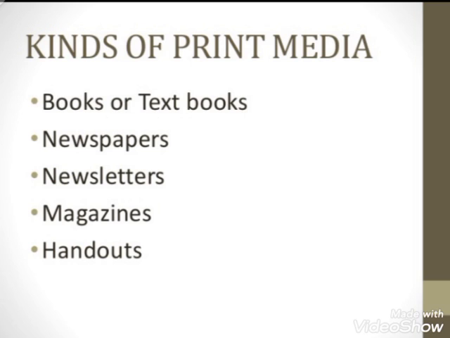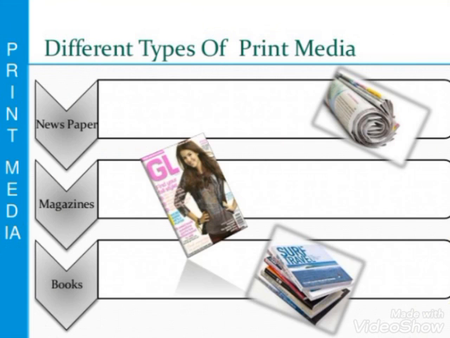Now there are some different kinds of print media that include books, or we can say textbooks, newspapers, newsletters, magazines and handouts. We will study each of them in detail. Different types of print media are newspapers, magazines and books. You can also see them in the picture shown.